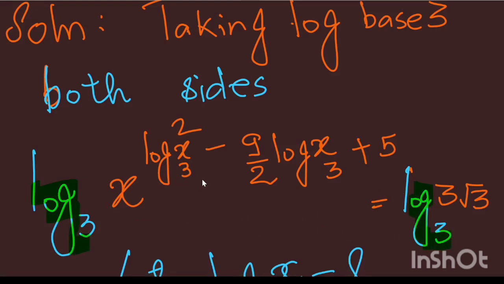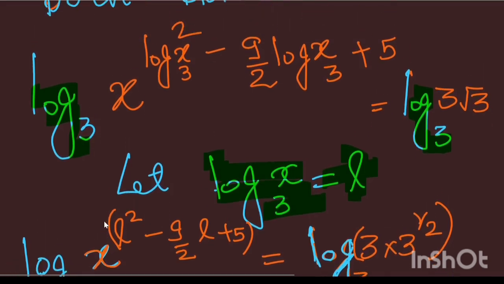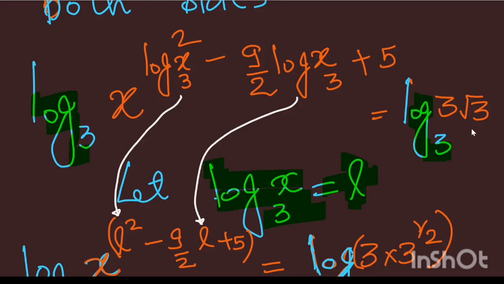Okay, now let's say log x base 3 is L. Why am I writing it as L? Because every time you have to write log x base 3, which is cumbersome and time taking. So it serves only the purpose of writing less. It doesn't serve any conceptual purpose. So log x base 3 is written as L here also and here also it is like this. And 3 root 3 we have written as 3 to the power half.